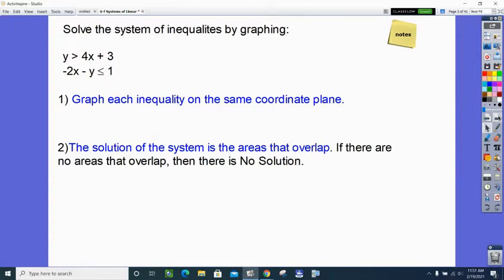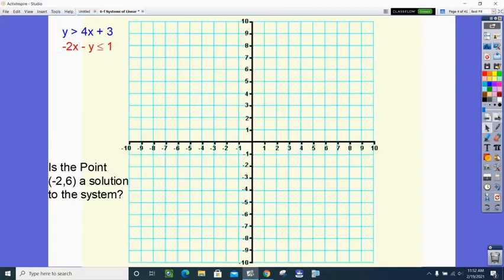So here are our marching orders. We're going to graph each inequality on the same coordinate plane. We want to have our inequalities in an easy form to graph, slope-intercept or standard form, so make sure you do that first. Once you do, you're going to graph both on top of each other, and the solution of the system will be the areas of overlap.